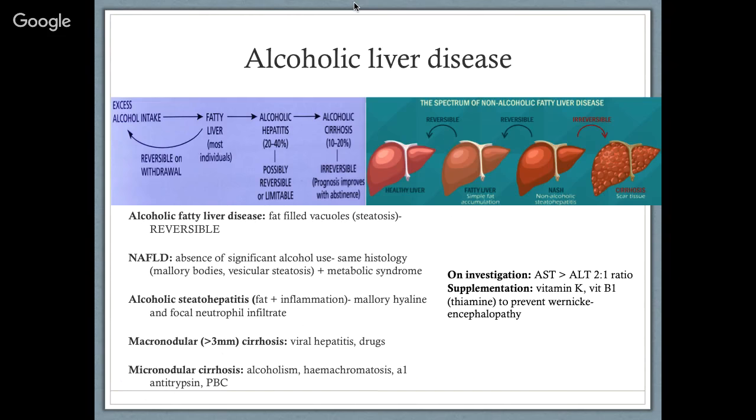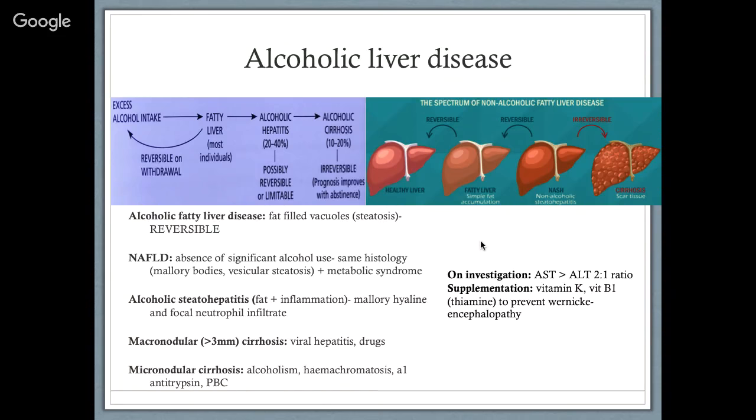But you have to be drinking for quite a number of years and quite a significant amount of alcohol before you get cirrhosis. So you're not really going to see an 18-year-old who's been drinking for 2 years at a party developing cirrhosis. There's a couple of stages in between. Just going to draw your attention to Mallory hyaline. That's a feature of alcoholic steatohepatitis. And there's also a difference between macronodular and micronodular cirrhosis.